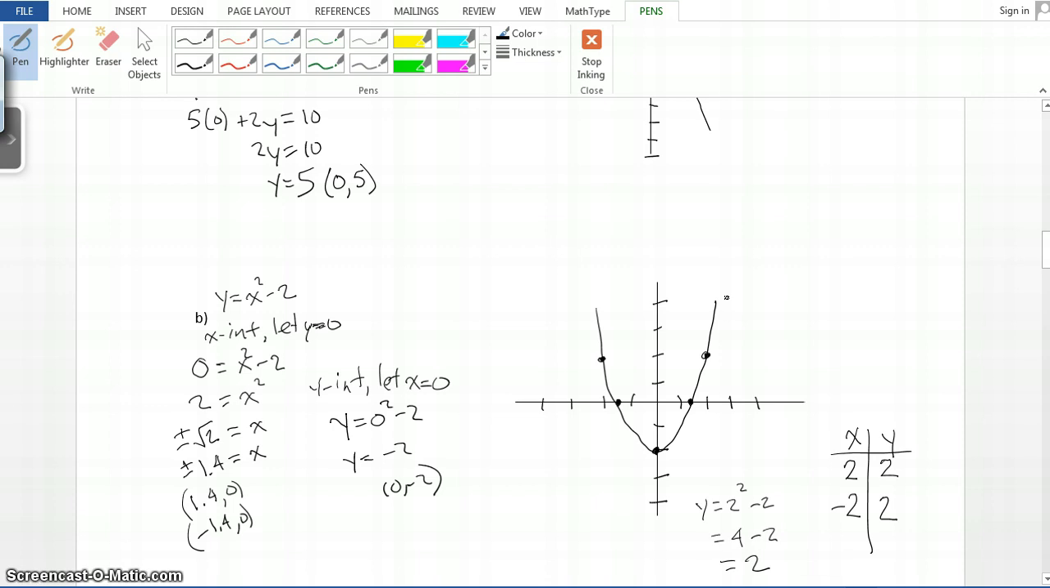Alright, this was the first couple pages of this section 2.2, and I'll do some more in another video.